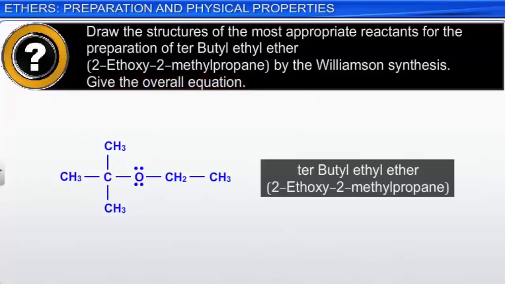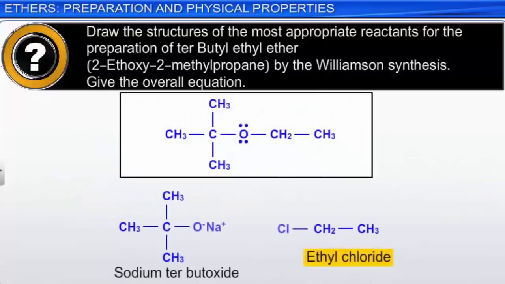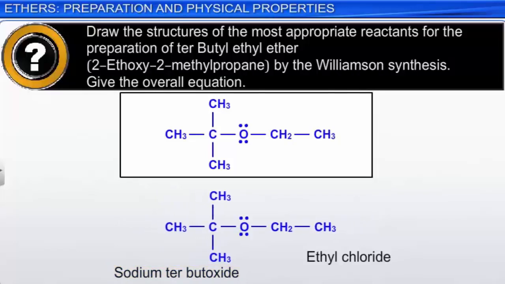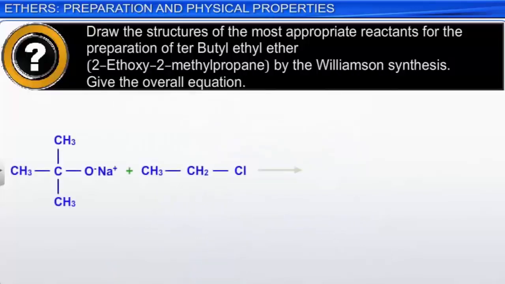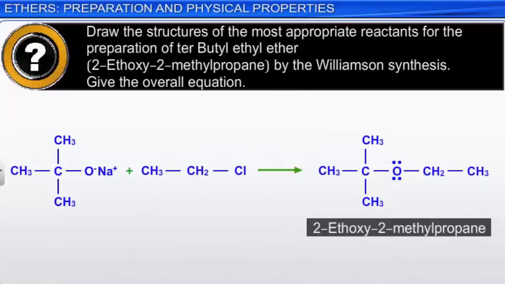Look carefully at the ether we want to make. It contains a primary carbon on one side of the bridging oxygen and a tertiary carbon on the other. For the primary carbon, we need a primary alkyl halide with 2 carbons. Ethyl chloride would be a suitable choice. For the tertiary carbon, the suitable alkoxide is sodium tertiary butoxide, which consists of a tertiary alkyl group. Now, we can see the overall equation for the synthesis of tertiary butyl ethyl ether.